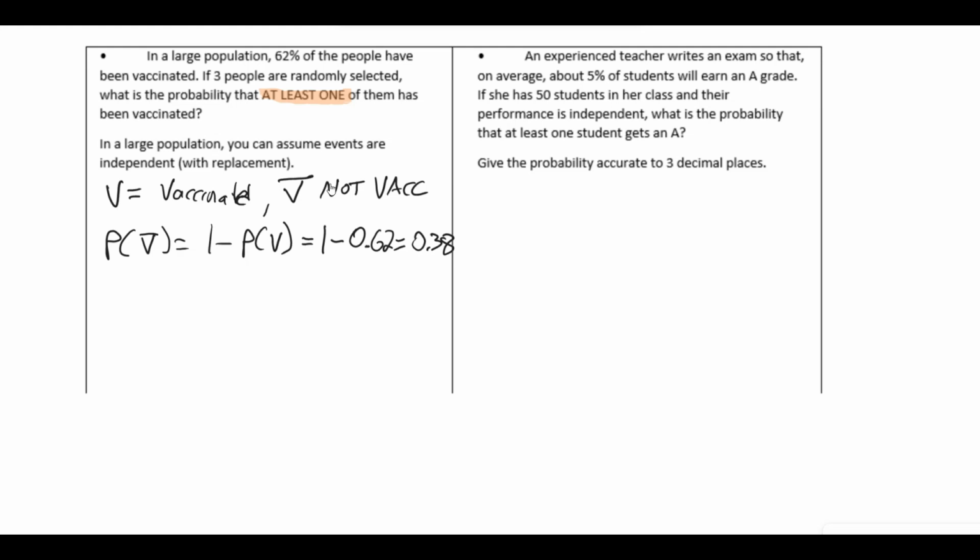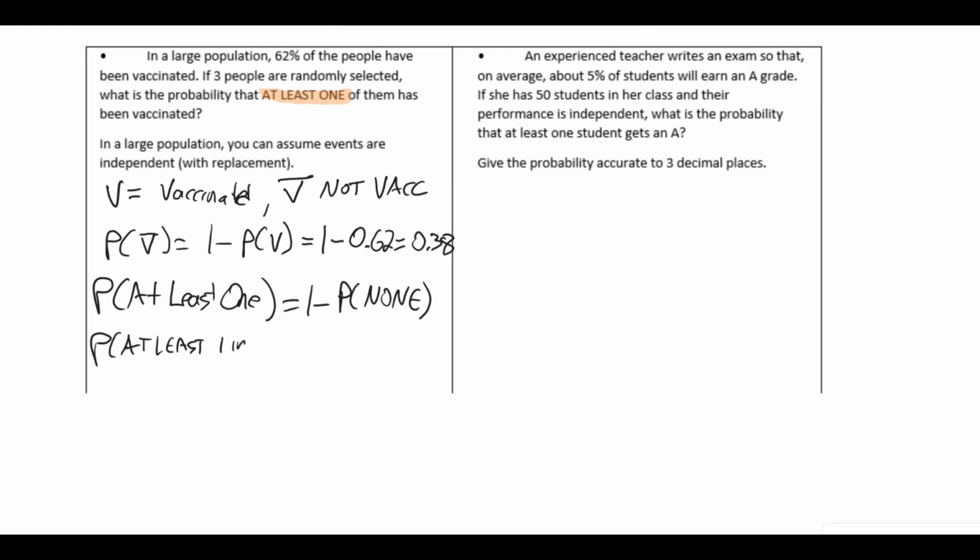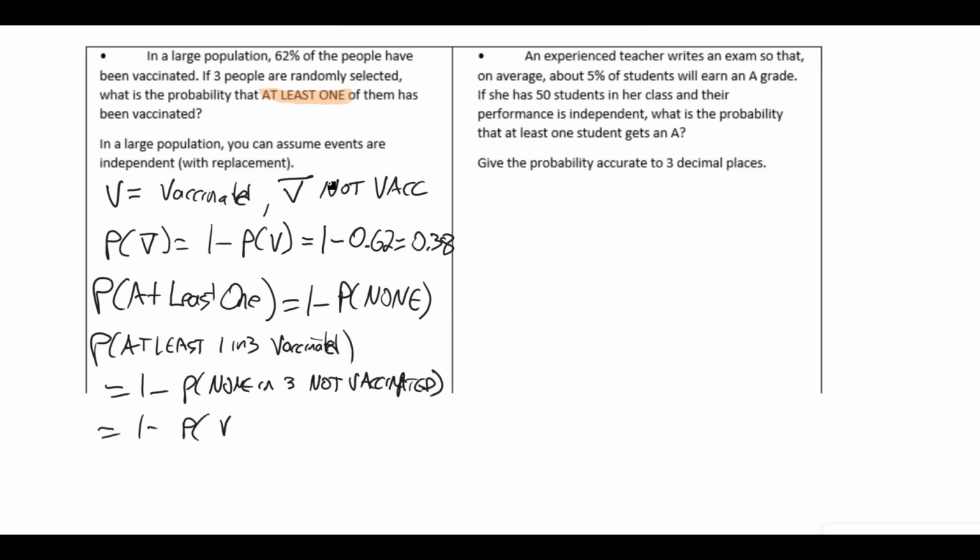Okay, so the rule in play is the probability of at least one is 1 minus the probability of none. So the probability of at least 1 in 3 vaccinated would equal 1 minus the probability of none in 3, not vaccinated. All right, so now the probability of 3 times not vaccinated, so this would be 1 minus the probability of not vaccinated and not vaccinated and not vaccinated.